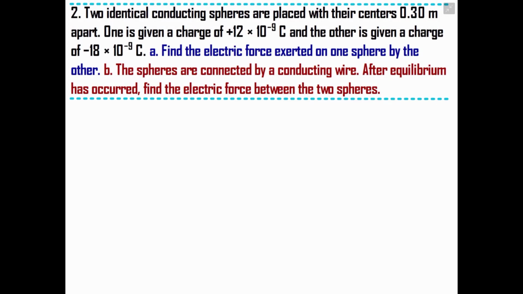Hi guys, welcome everyone. Here it says two identical conducting spheres are placed with their centers 0.3 meter apart. One is given charge 12 times 10 to negative 9 coulomb and the other one charge negative 18 times 10 to negative 9 coulomb. At the A it says find the electric force exerted on one sphere by the other. So at the A it's asking what is the electric force.